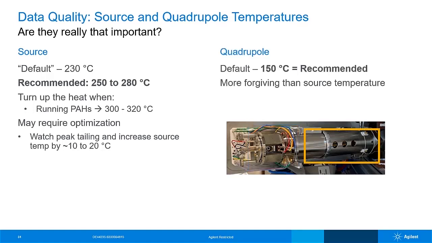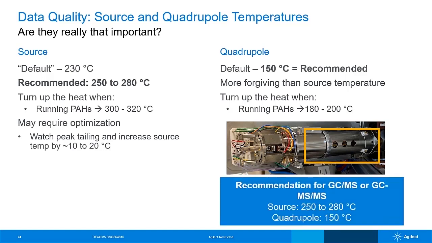Looking at the quadrupole, the temperature applied here is a little more flexible, and the default of 150 degrees Celsius is generally what we recommend to use. The source has more effect on the peak response than the quad, but again, if running PAH-focused analyses, turn up the quad temperature slightly to 100 or 200 degrees Celsius.